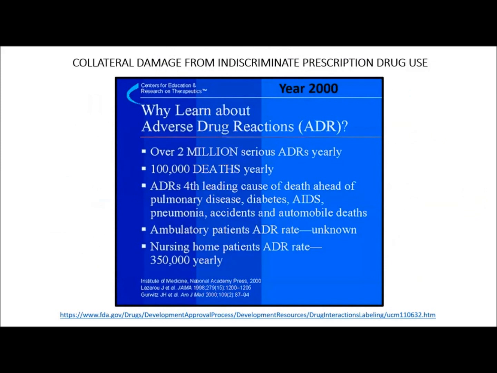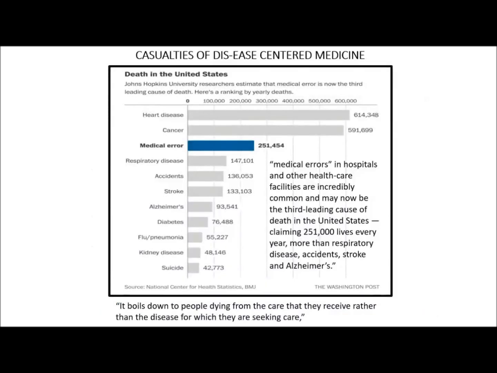Adverse drug reactions, we're talking over 100,000 deaths a year. This was in 2000. It's actually close to 150,000 now. Now, the number 3 leading cause of death in the United States is actually adverse drug reactions and medical accidents. Looking at right here, medical errors, 251,000, with also adverse drug reactions. So the healthcare system is now the number 3 leading cause of death in the United States. And then heart disease and cancer right above it.